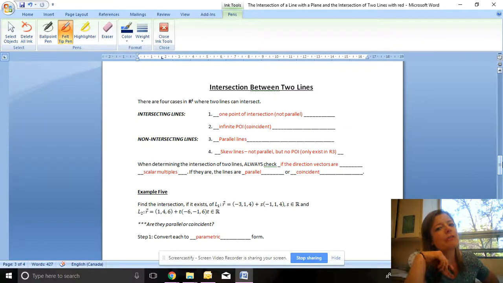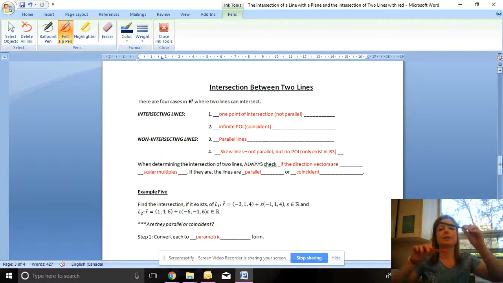Well, now we're in R3, folks, so there is a fourth case about intersecting lines. Either they have one point of intersection, so they're not parallel and they intersect once, or they have infinite points of intersection, which means they're coincident, so basically one on top of each other, the same line. Those are the two ways they can intersect. We're used to that. But now, what about non-intersecting lines? Either they're parallel or they're this thing called skew lines, which basically means that they're not parallel, but they don't ever cross. So this is only possible in R3.